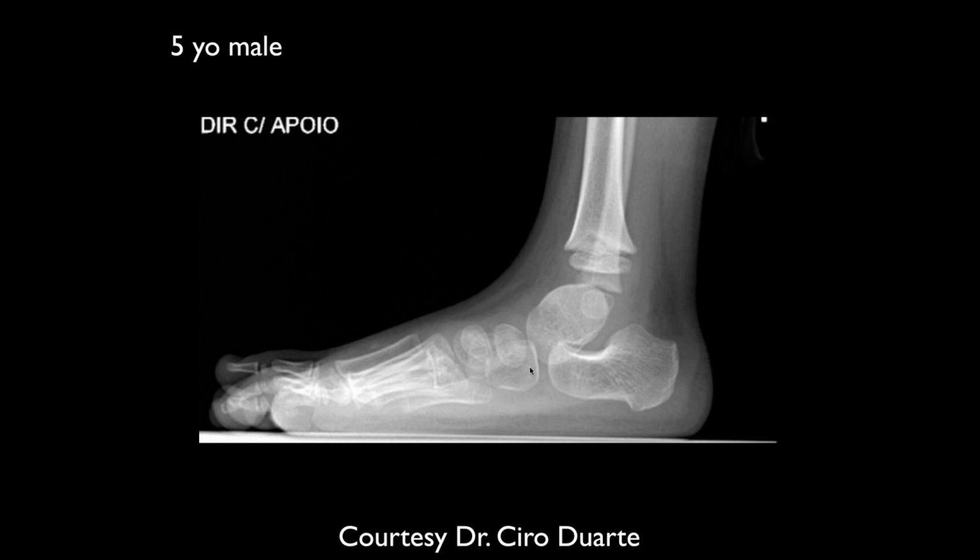You don't see these very often, but in Cincinnati, my chief used to think a lot of these were vertical talus, and or everybody had a flat foot in his opinion.